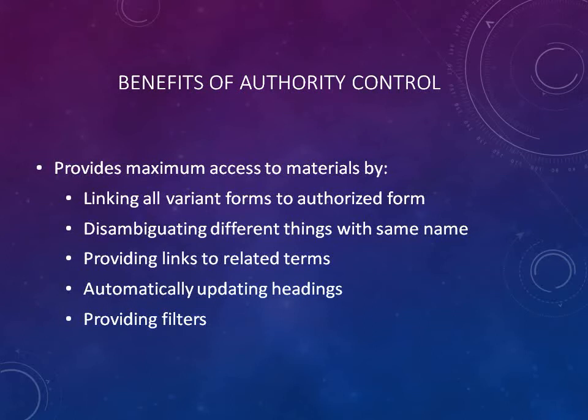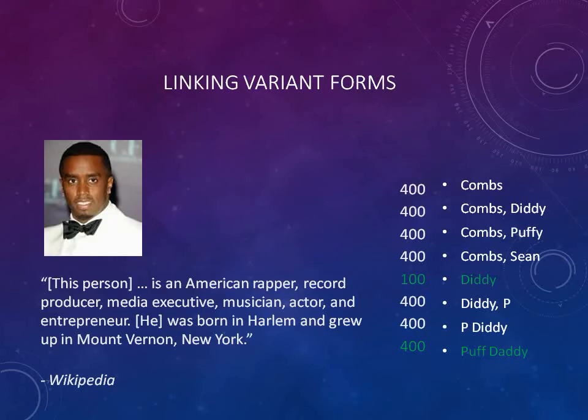By linking the possible search choices as variant forms or see references to the authorized form, the patron can find what they need without having to make extra searches. Most catalogs today will take the searcher seamlessly from the incorrect heading to the correct heading without them having to do anything else. In this example, Sean Combs, who's a rapper, is now known as Diddy. He started with the name Puff Daddy, then changed his name to P. Diddy, and then changed it again to just Diddy.